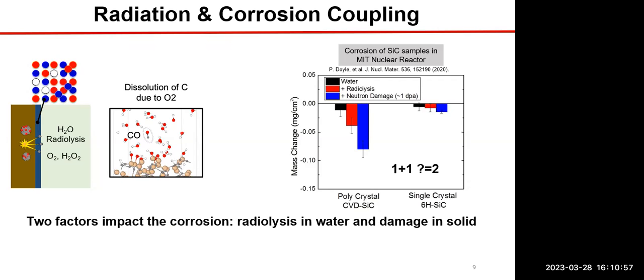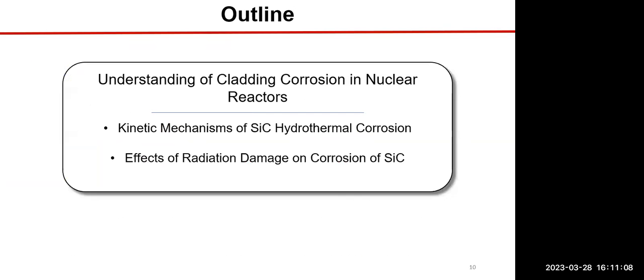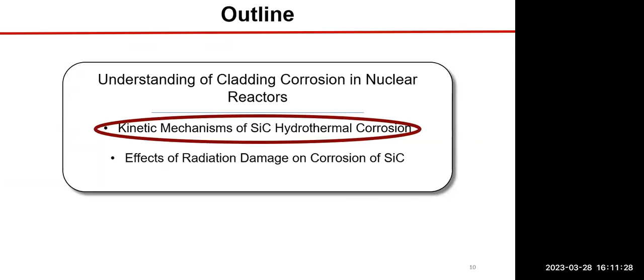So in order to answer this kind of question, we should first know whether the radiation damage in the solid material alone can enhance the corrosion or not. So for both questions, in the following slides, I will show our studies. The first one, we will try to answer what the kinetic mechanism for the corrosion is, and what the rate limiting step in the whole corrosion process is. And after that, we will discuss the radiation damage effect on the silicon carbide corrosion. Let's talk about the first one, the kinetic mechanisms.